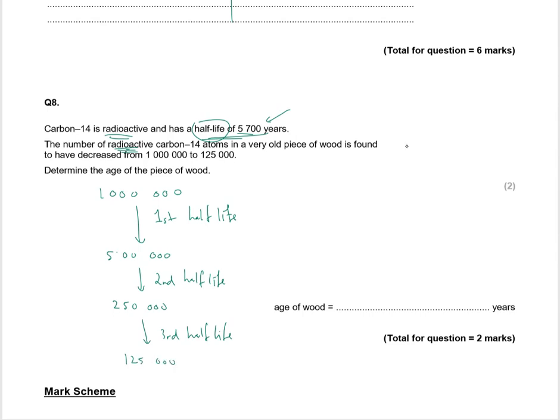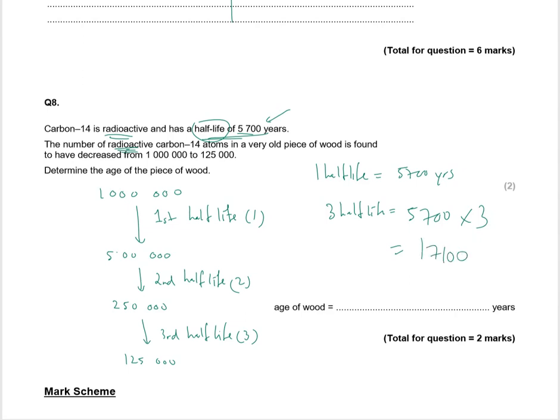Now, how many half-lives does it take? It takes 1, 2, and 3 half-lives. And how much is 1 half-life? 1 half-life is equal to 5,700 years. So it takes 3 half-lives, therefore it's going to be 5,700 multiplied by 3. And how much will I get if I do this on the calculator? I will get about 17,100. This is the answer.